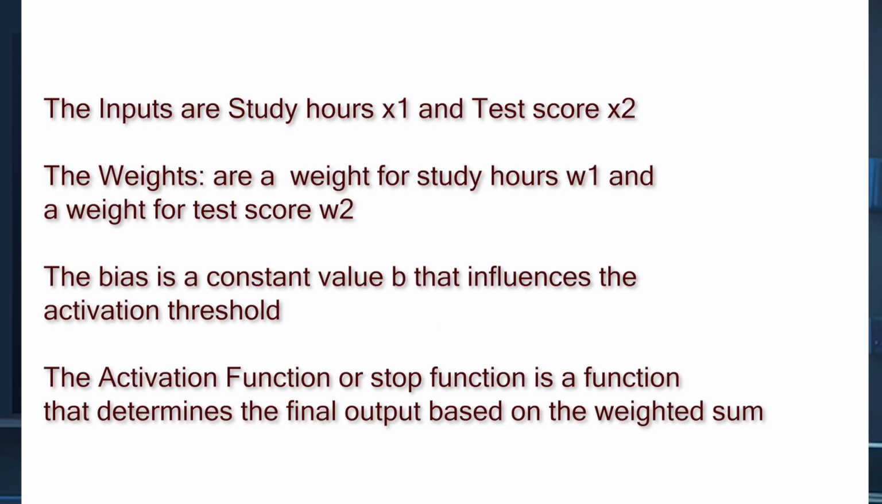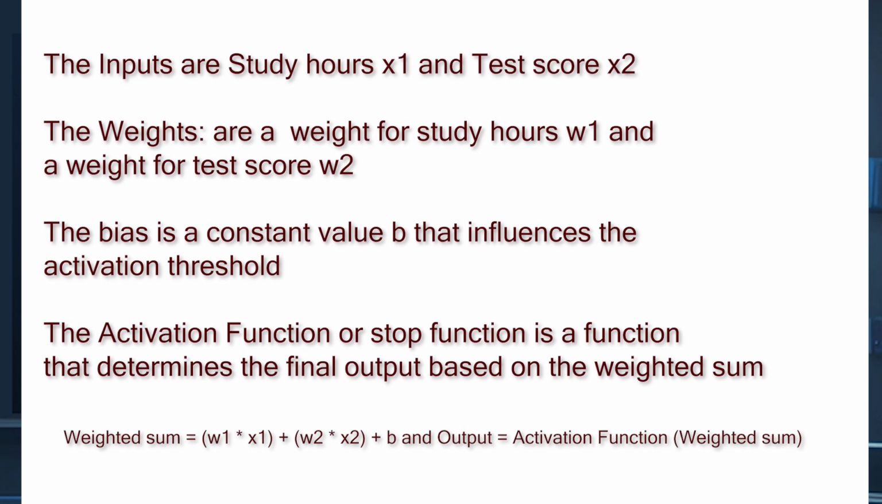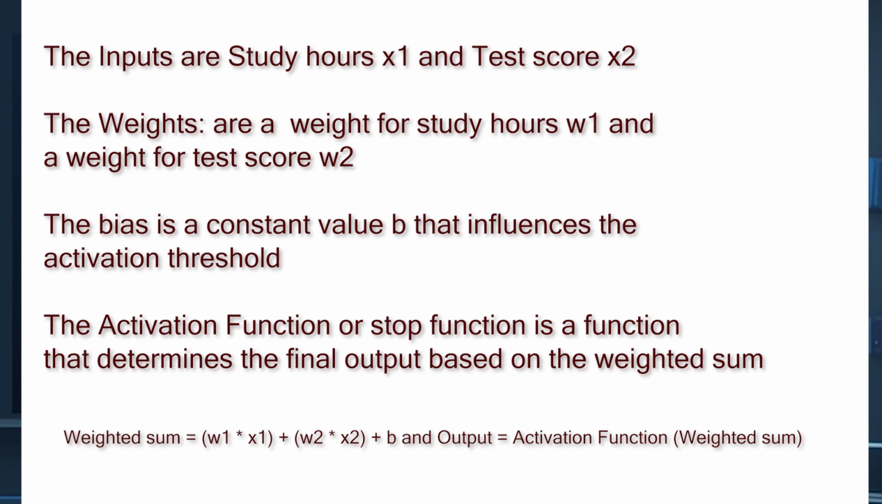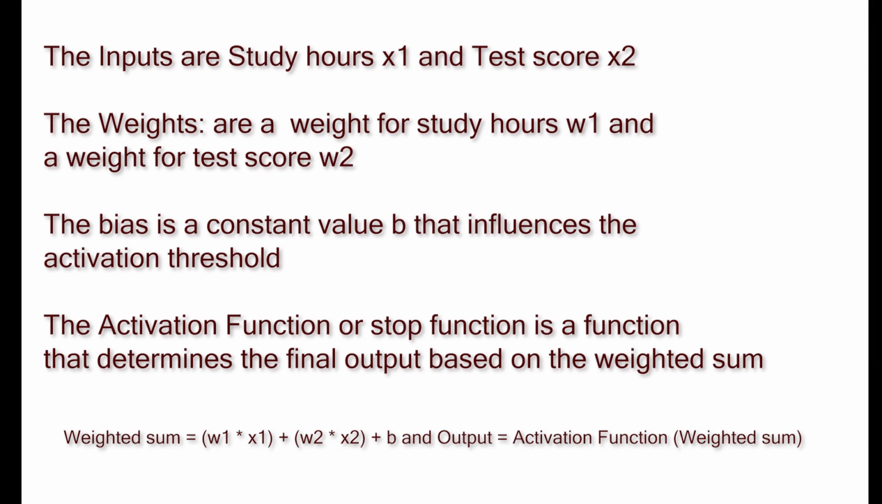Here are the key components of this perceptron. The inputs are study hours x1 and test score x2. The weights are a weight for study hours w1 and a weight for test score w2. The bias is a constant value b that influences the activation threshold. The activation function, or step function, is a function that determines the final output based on the weighted sum. Here is that calculation. So very simple, really.